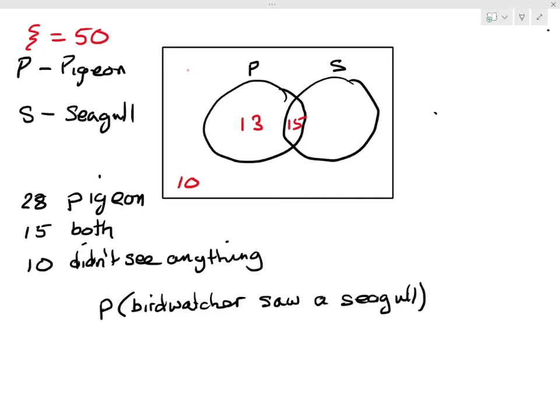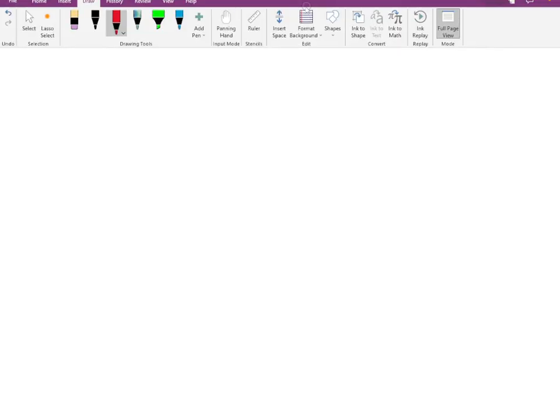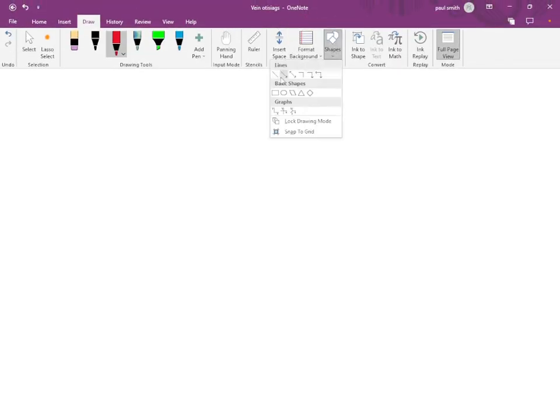So we know about 13 and 28, we know about 38 of them. 50 minus 38 is 12. So 12 people must have seen a seagull only. So the probability that a bird watcher saw a seagull is 27, all of them, out of the 50. Okay, ta-da, that's that. Now, the second part of this Venn diagram stuff is a bit weird.